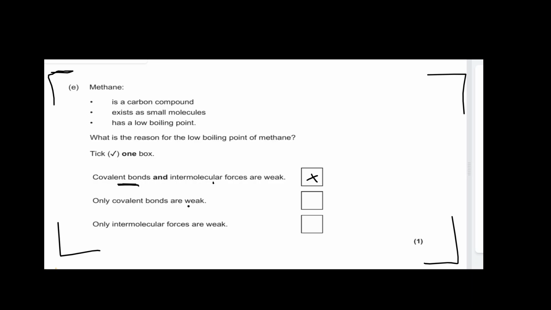Now, only covalent bonds are weak. No, again, like we said, covalent bonds are not weak, so cross that out. Now, only intermolecular forces are weak. So yes, the intermolecular forces are weak. And that's why carbon compounds will exist as small molecules and they have low boiling points.